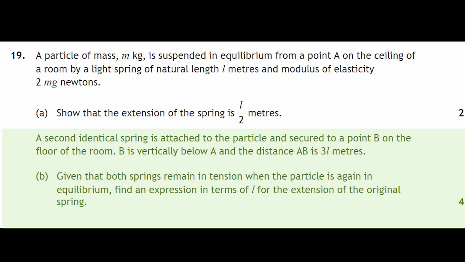A second identical spring is attached to the particle and secured to a point B on the floor of the room. B is vertically below A and the distance AB is 3L meters. B. Given that both springs remain in tension when the particle is again in equilibrium, find an expression in terms of L for the extension of the original spring, and that's for 4 marks.